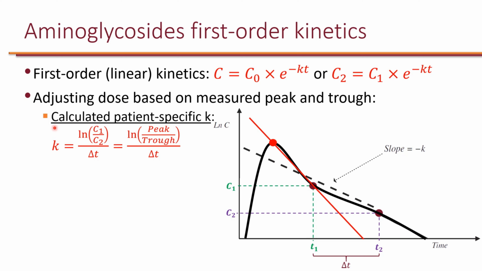Now, what's different about this K as opposed to the K that we calculated previously is that previously we used population data to estimate the K, so that's not very specific to the patient. But now, because we have two levels from the patient, this K is specific to the patient. So we call this individualized pharmacokinetics as opposed to population-based kinetics.